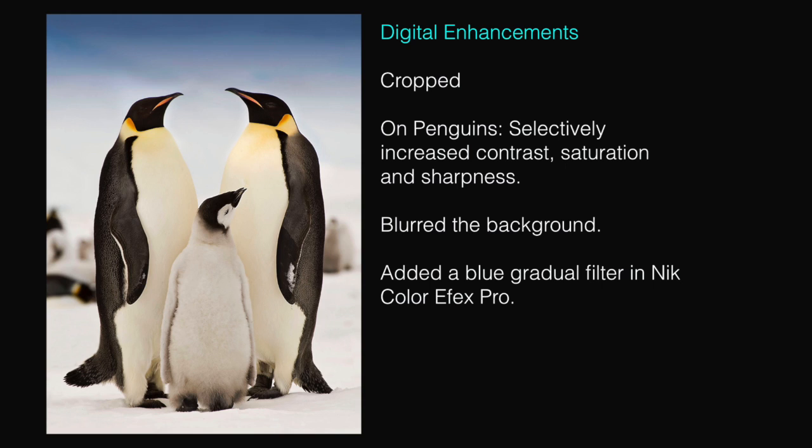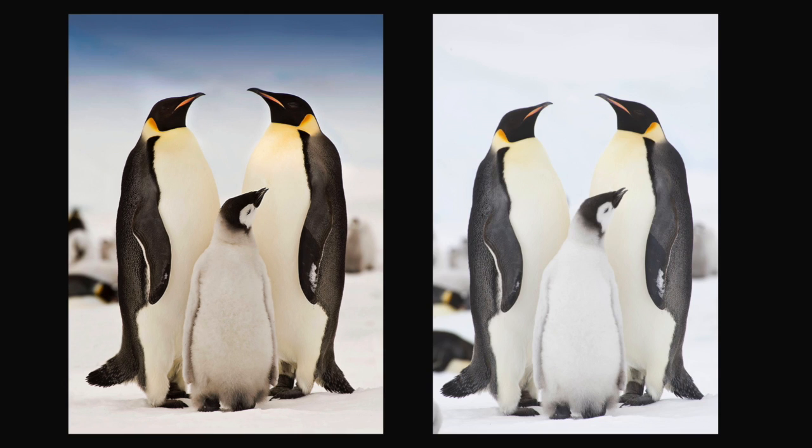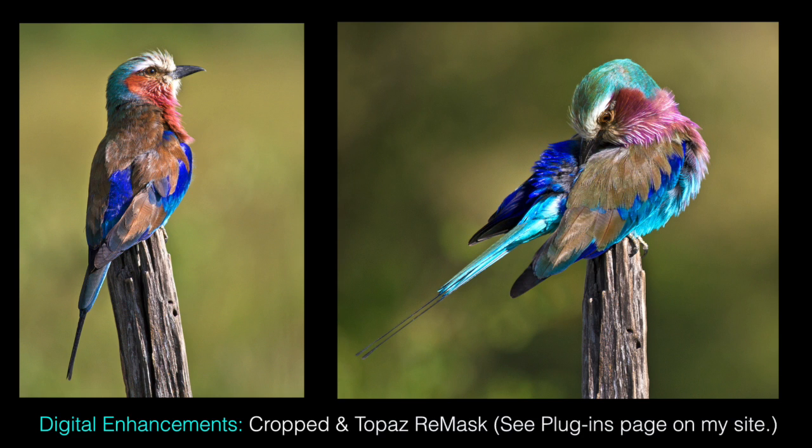First, I cropped the picture. Then on the penguins, I worked selectively. I selectively increased the contrast, the saturation, and then the sharpness. After that, I blurred the background just a little bit. As a final step, I added a blue gradual filter in Nik Color Efex Pro. So it really didn't take much work or much time to turn the flat shot into a fab shot.